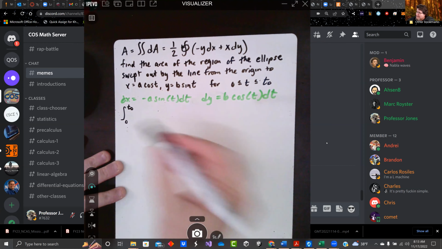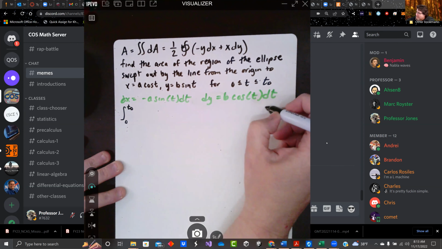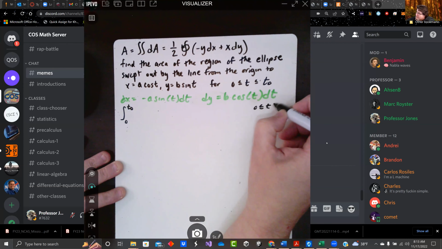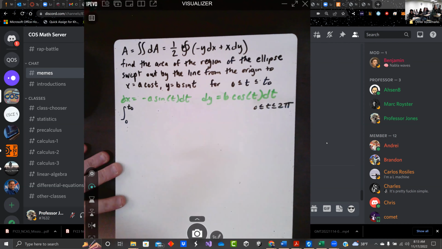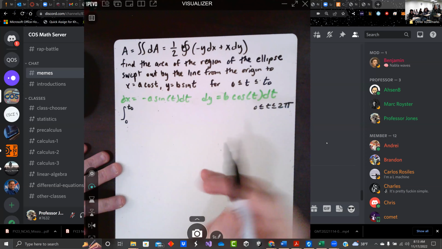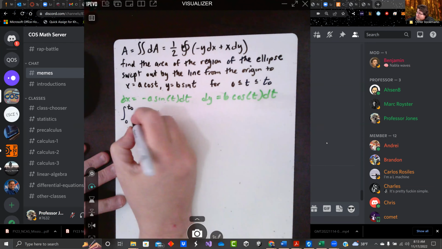Now on a full ellipse, 0 goes up to 2 pi, just like the circle. But we're going to stop short. But when we're done, we can plug in 2 pi for t naught and see what the formula for the area of the ellipse is. You need the 1/2 or no? Yeah, I need the 1/2.